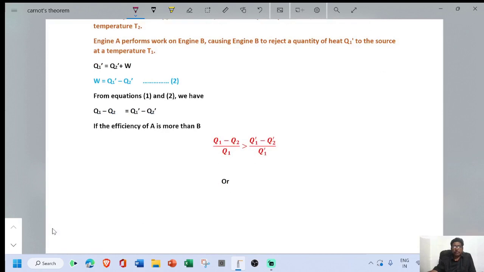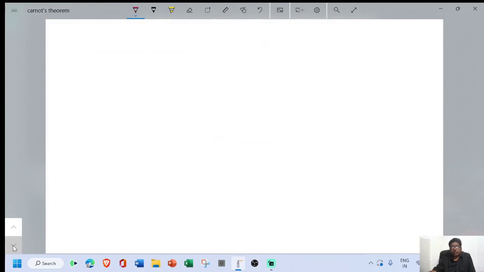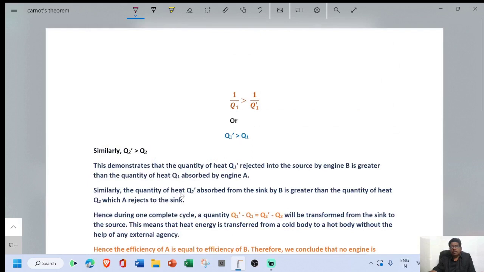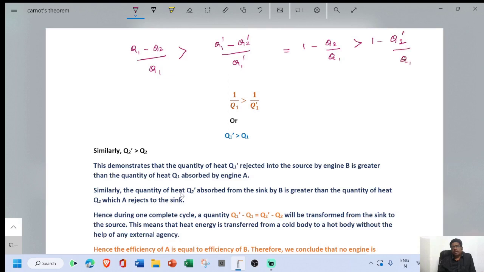From this you may write Q1 dash minus Q2 dash divided by Q1 dash. Here, Q1 minus Q2 by Q1 is equal to 1 minus Q2 by Q1, which is greater than 1 minus Q2 dash divided by Q1 dash.